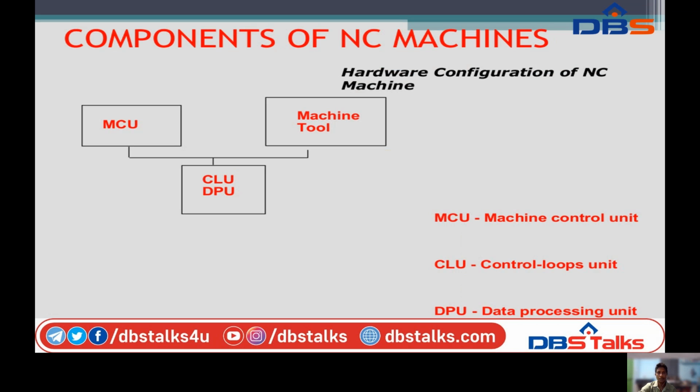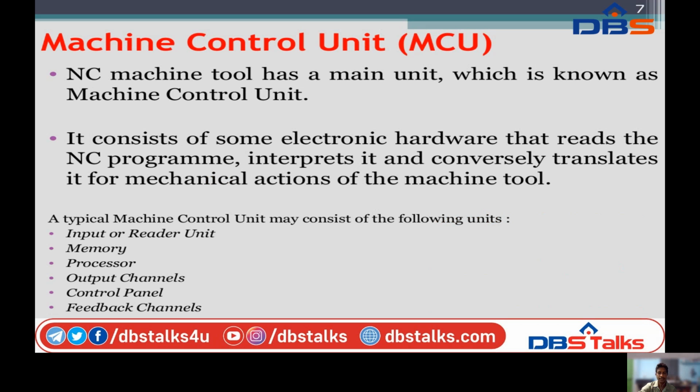Next, coming to the components of NC machines. Components means elements. The elements of NC machines are, first of all, the MCU. MCU is nothing but the machine control unit. After that, the machine tool. Those are all clubbed with CLU and DPU. CLU is nothing but the control loop unit. DPU is nothing but the data processing unit. First of all, we will start with the machine control unit. What is the machine control unit? It is the heart of the NC controller.